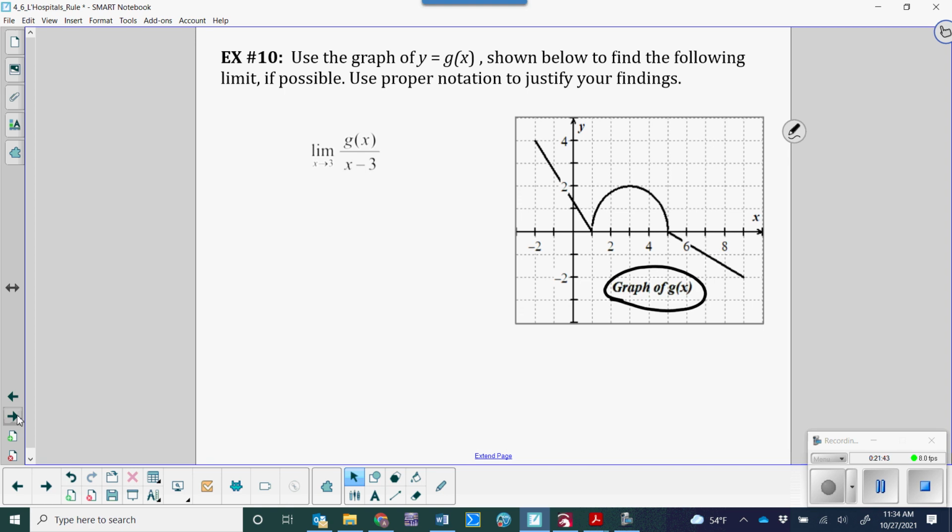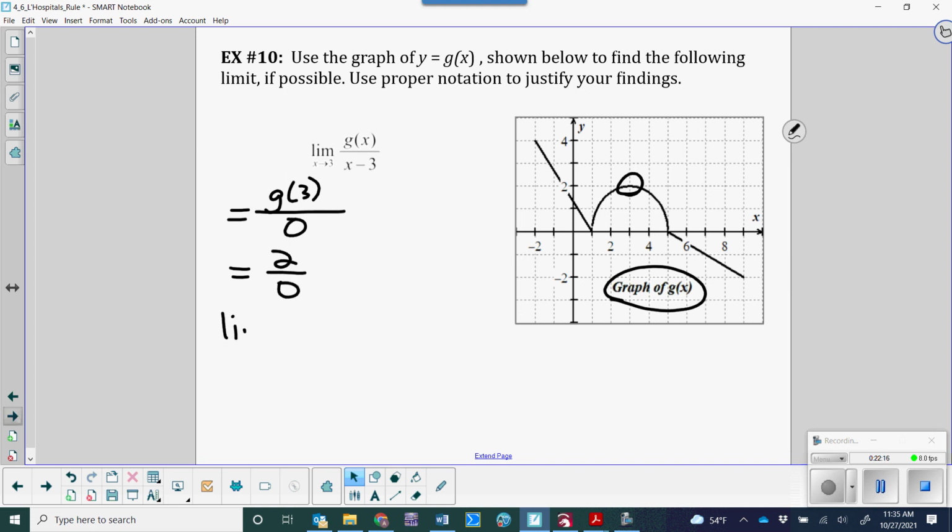Well, clearly the bottom is 0, but don't assume L'Hopital's rule yet. Let's make sure the top is 0. The top is going to be g of 3. So this graph is g. The top limit then is actually not 0, it's 2. I actually have a value there. So this limit actually equals, you could even write g of 3 in order to show some work there, over 0. g of 3 is 2, so this is 2 over 0.